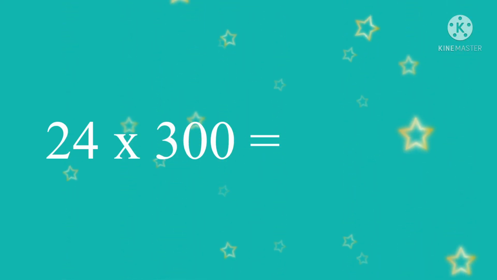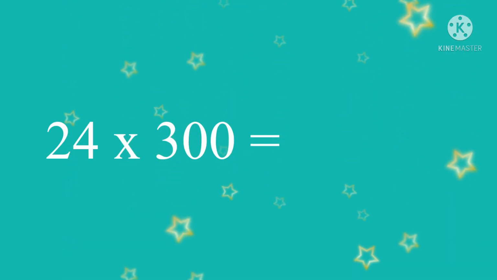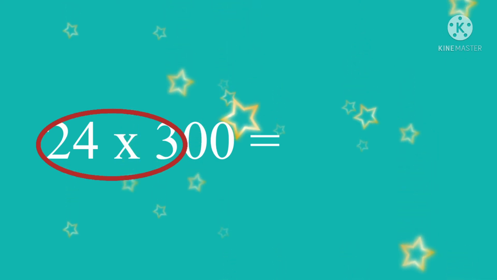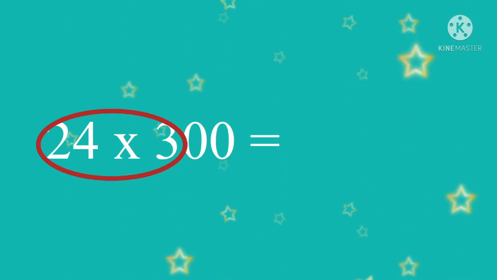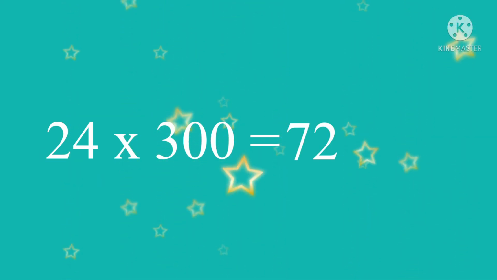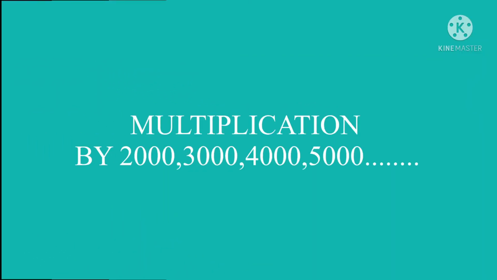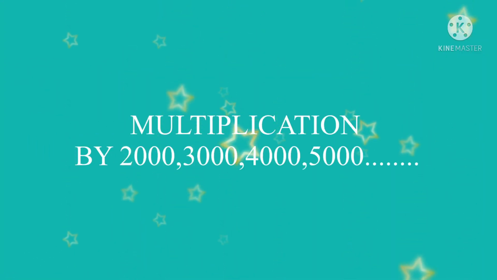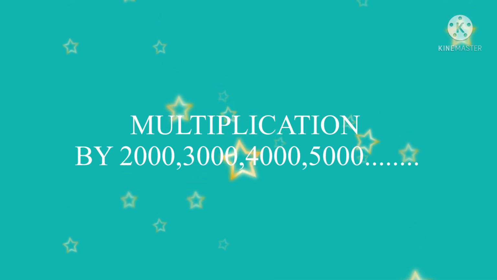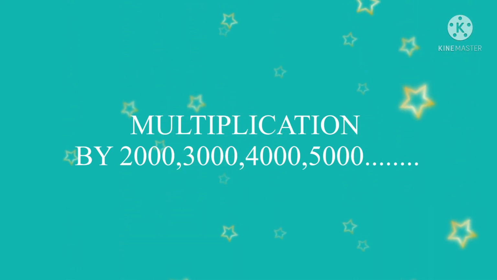Okay, now let us go for another example, children. 24 into 300. First multiply 24 into 3. 24 into 3 is equal to 72. So now place the two zeros onto the right of the number. So the answer is 7200. Okay. Now let us learn how to multiply a number with 2000, 3000, 4000, etc.